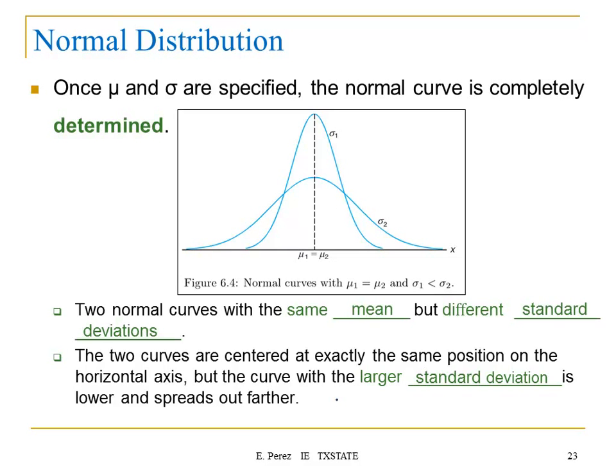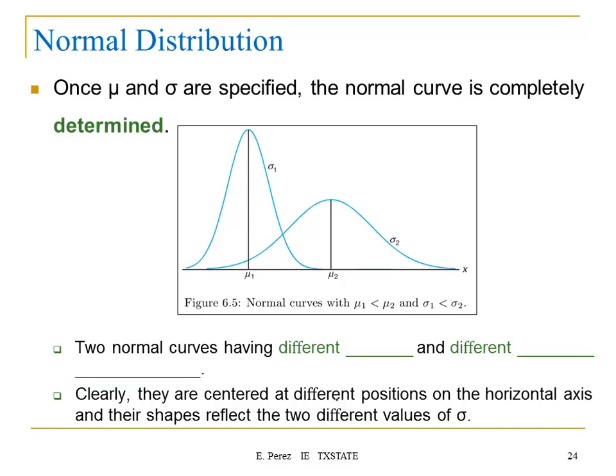Did that make sense? When you sum the area of each curve, you're going to have the same probability, which is equal to 1. So when you change the standard deviation, you're going to have more variability, but you still have the same area. That's why the curve is going to spread more.